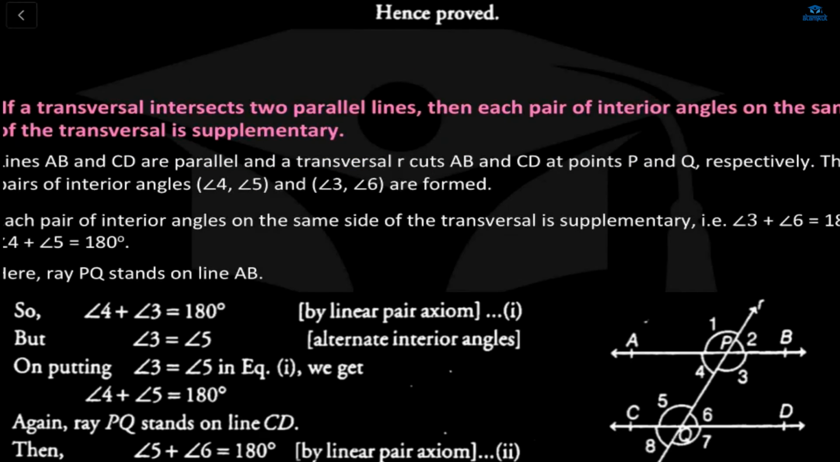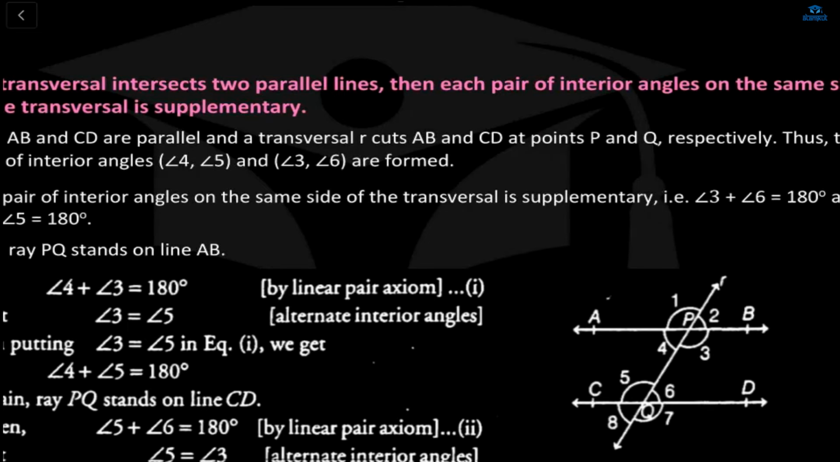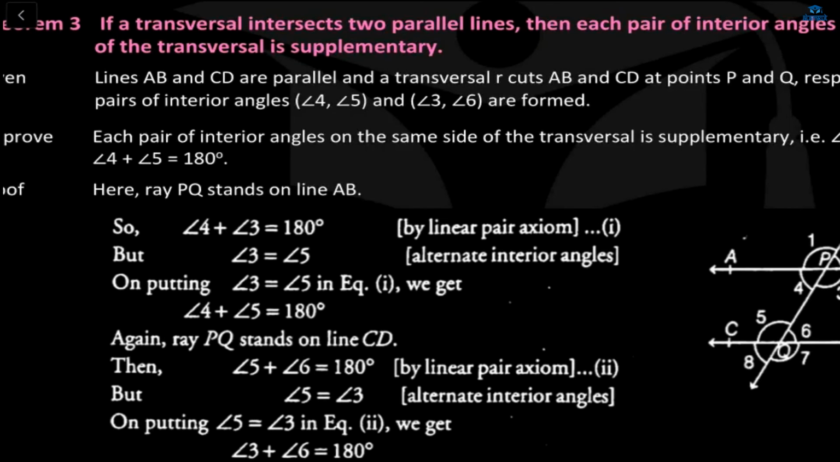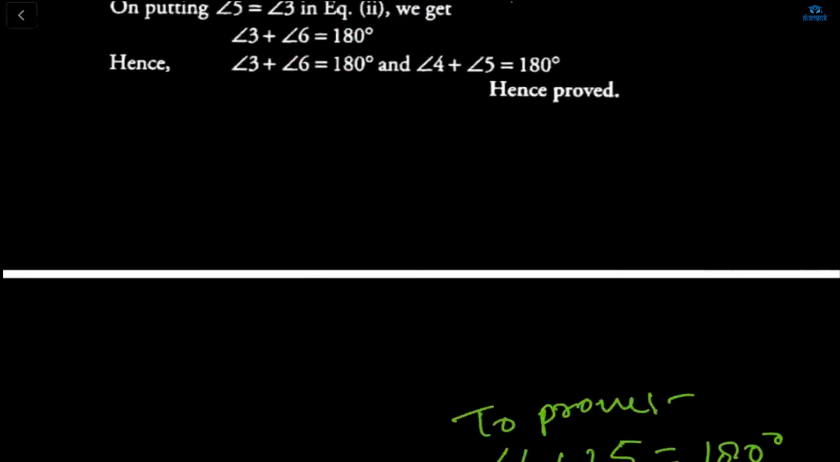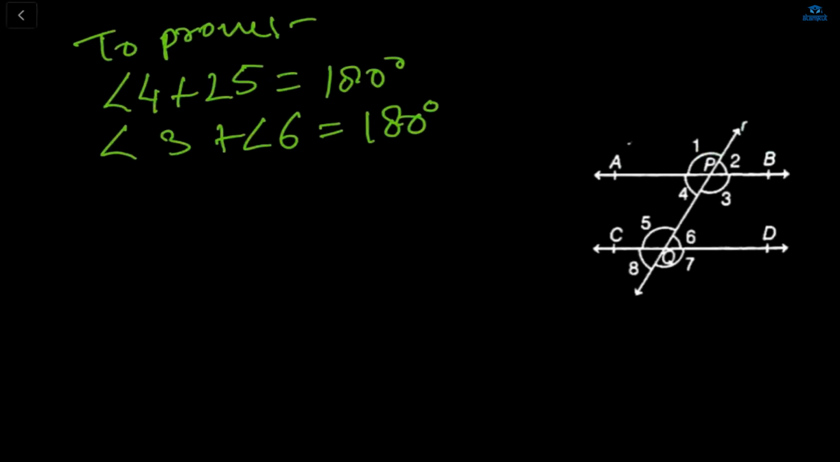Then each pair of interior angles on the same side of the transversal is supplementary. Supplementary means the sum of the angles will be 180 degrees. So on the same side, we have 4 and 5 interior angles. So interior angles are 4, 3, 5, and 6. On the same side, we have 4 and 5, and on the other same side we have 3 and 6. So these two pairs are going to give you a sum of 180 degrees. Supplementary. Now how can we prove this?